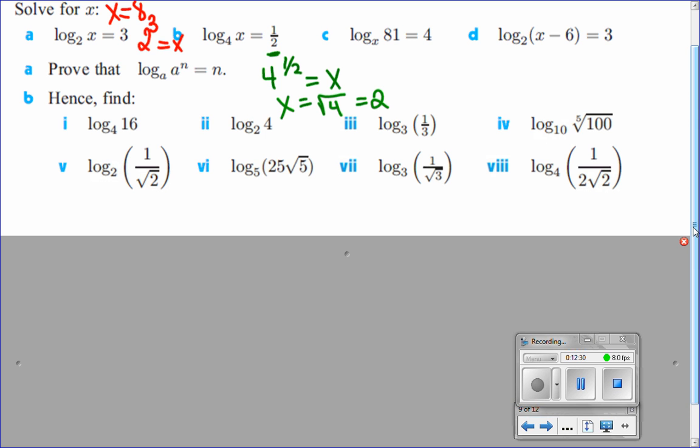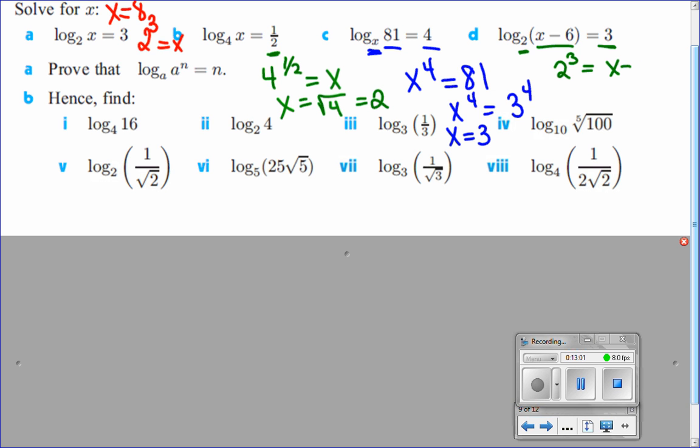Okay, this next one. When we rewrite this in exponential form, x to the power of 4 equals 81. We know 81 is 3 to the power of 4, we just looked at that. So then x, of course, we can equate our bases. x has to equal 3. This next one, we've got our base of 2 to the power of 3 equals x minus 6. We know 2 cubed is 8. We can add 6 to both sides, and we get x equals 14.